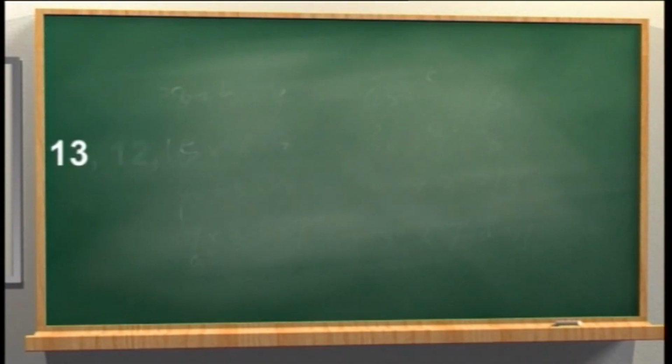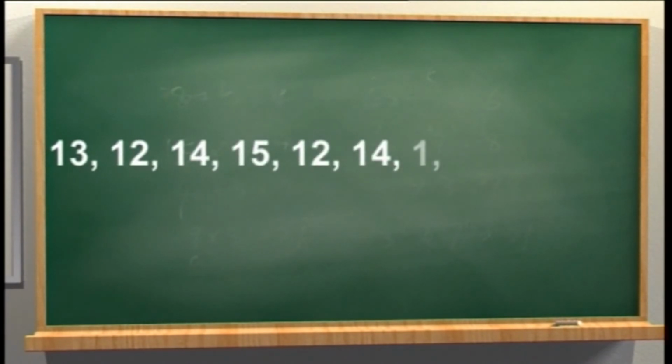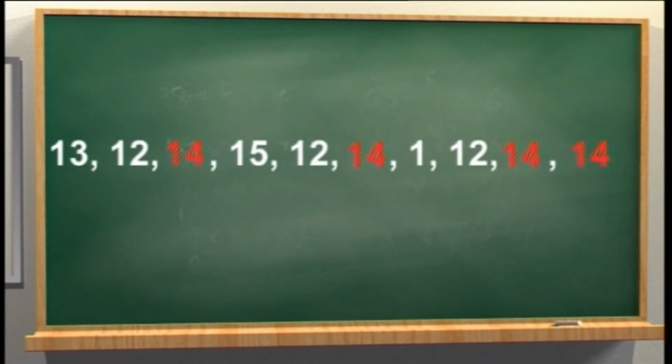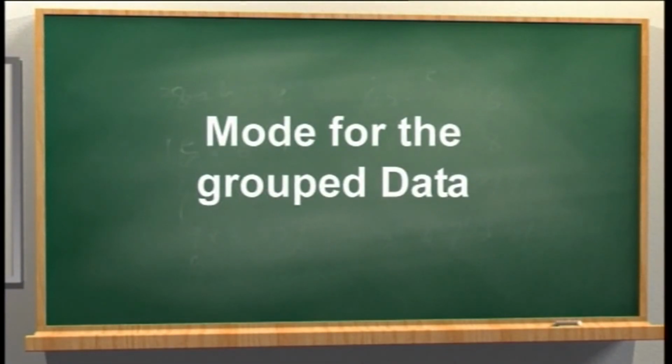In a simple ungrouped set of measures, the mode is a single measure or score which occurs most frequently. For example, if the scores of 10 students are 13, 12, 14, 15, 12, 14, 1, 12, 14 and 14, the most frequent score is 14 as it has been obtained by 4 students, which is the mode for the given ungrouped data. Now let's have a look at the mode for grouped data.